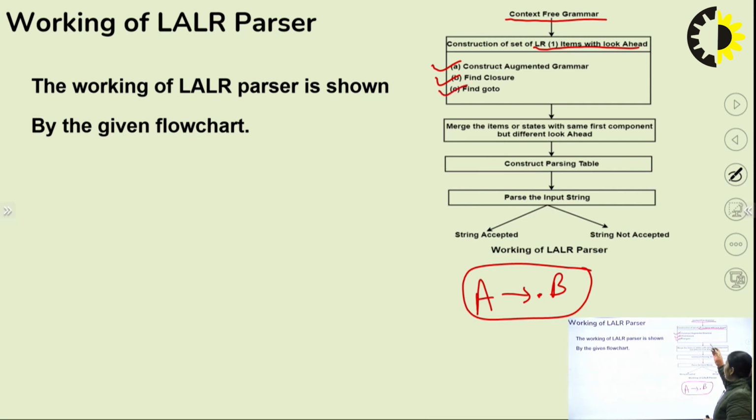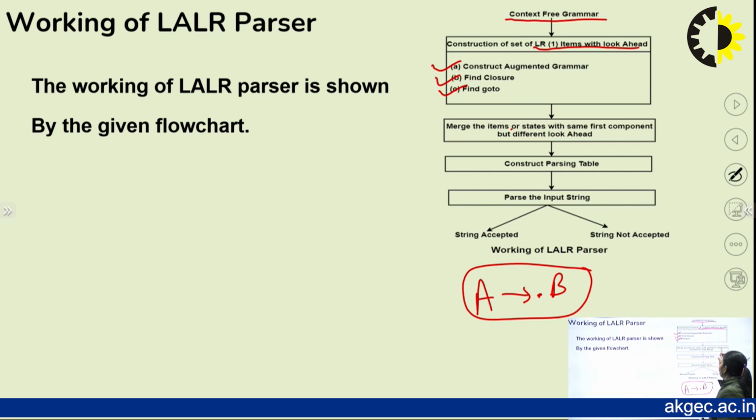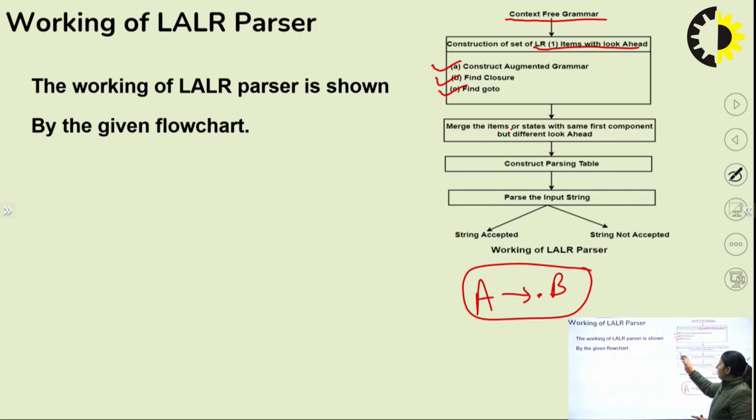Now the second stage is, when we have constructed the LR1 items with look ahead, then we have to merge the items or states with the same first component but different look ahead. We have to merge those states or items that have the same first component but whose look ahead is different. Then, after finding the merged states or items, we can construct a parsing table.